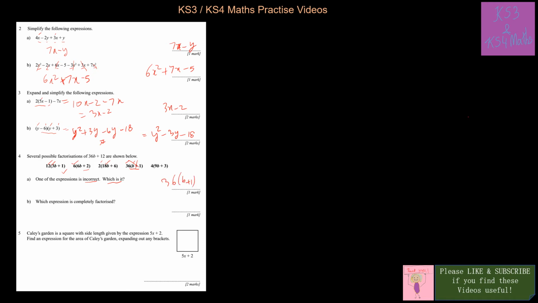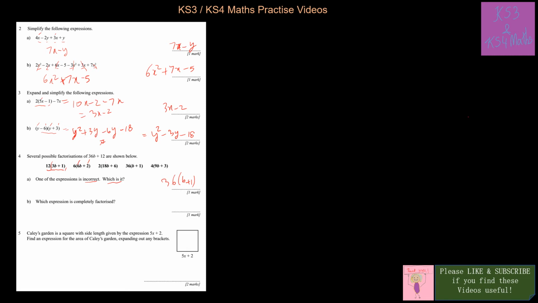Which expression is completely factorized? Completely factorized means the expressions within the brackets cannot be broken down any further. So if you look at 12 times 3b plus 1, you cannot break down 3b plus 1 anymore. 6b plus 2 you can break down, you can bring 2 outside the bracket and you would be left with 3b plus 1. So that would be same as the first expression.